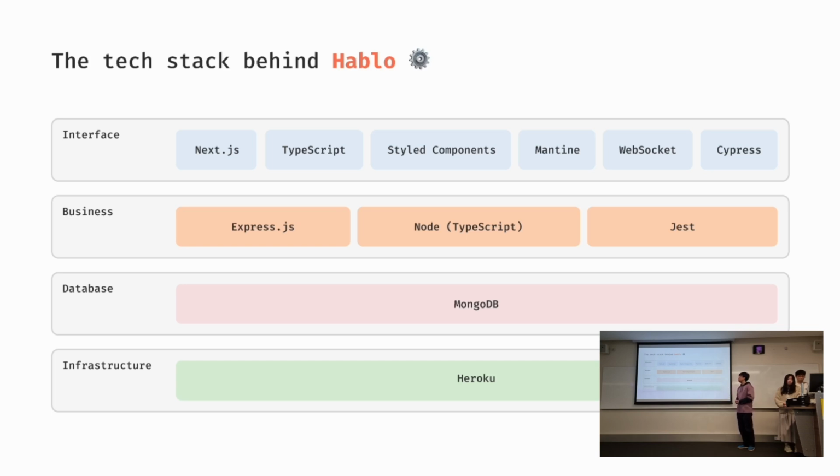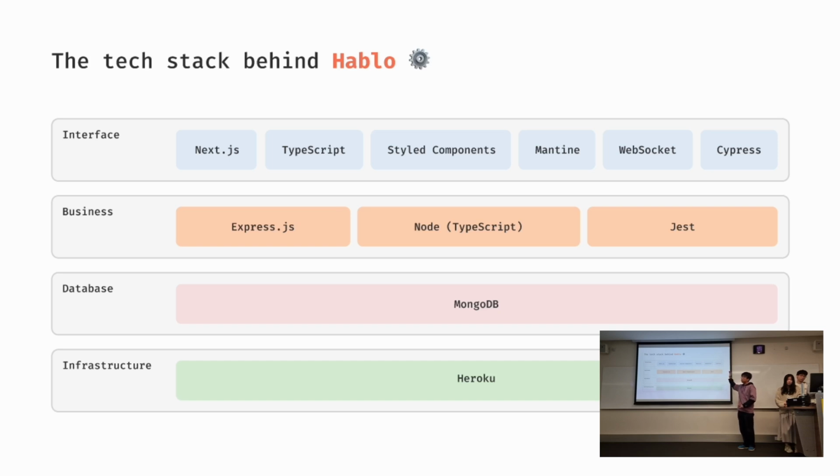In terms of the back end, it's just Express.js, a pretty simple API. An extra feature that we have is WebSockets, because we have live notifications. We need to be able to facilitate that, so we use WebSockets to do that. In the backend, testing is done using Jest. For the database, we use MongoDB.